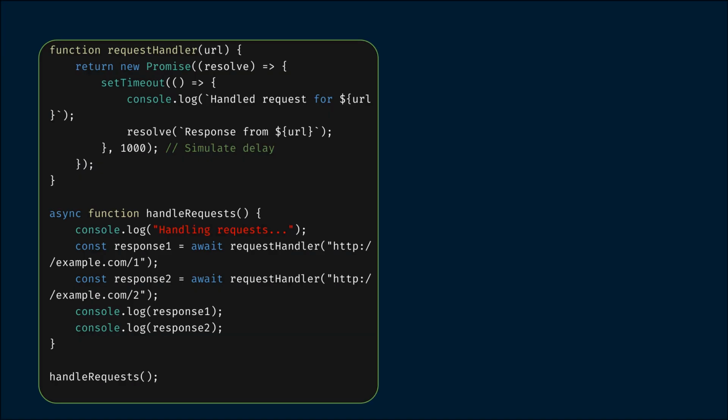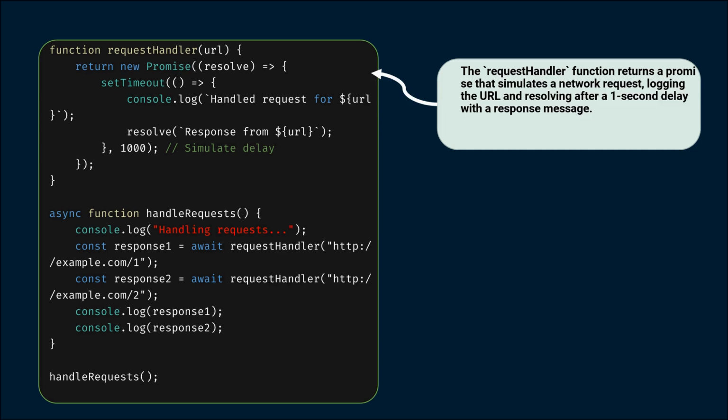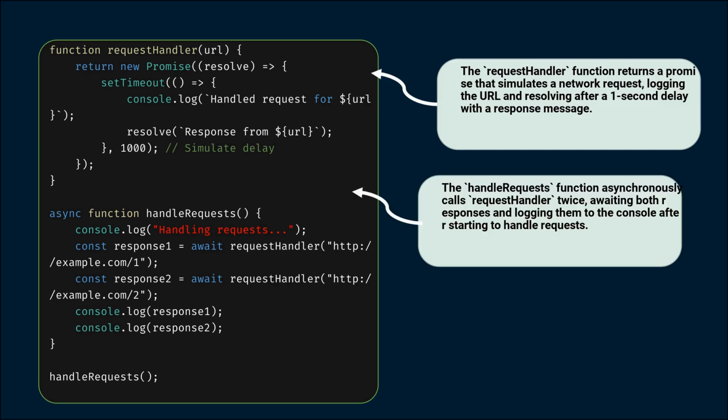Now let's see how we can implement an asynchronous operation in JavaScript using promises and the async await syntax. In this example, we define a function named requestHandler that returns a promise. This promise simulates an asynchronous operation by using setTimeout, which delays the resolution of the promise by 1 second. When the promise resolves, it logs a message indicating that the request for the specified URL has been handled and returns a string response. Next, we create an async function called handleRequests.